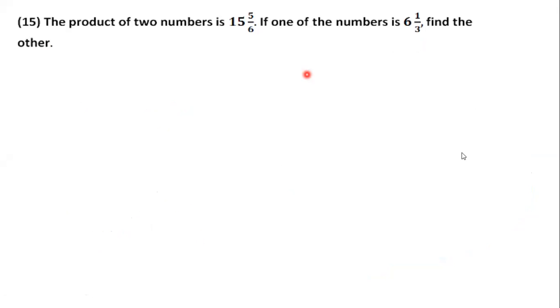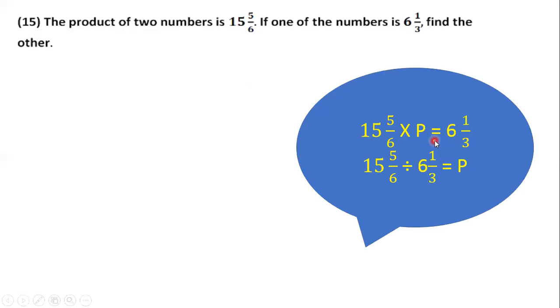Now, next we have the product of two numbers given to you, and it is given that one of the numbers is this. You have to find the other number. So it is said that the product of two numbers is 15 5 by 6. If one of the numbers is 6 1 by 3, you have to find the other. Okay. How will you find the other? Let the other be P. 15 5 by 6 multiplied by P is equals to 6 1 by 3.